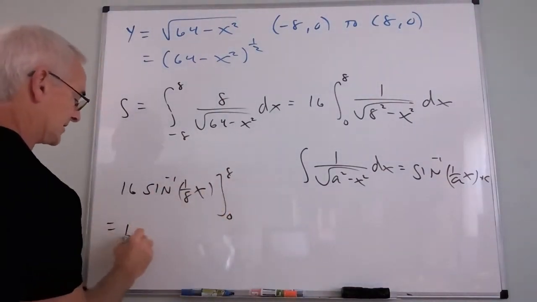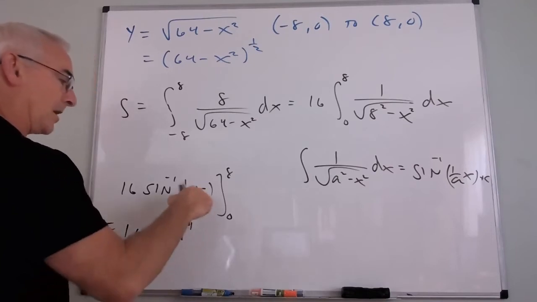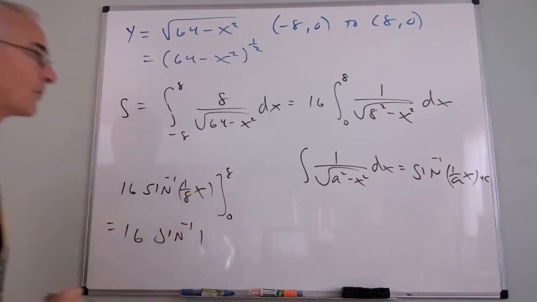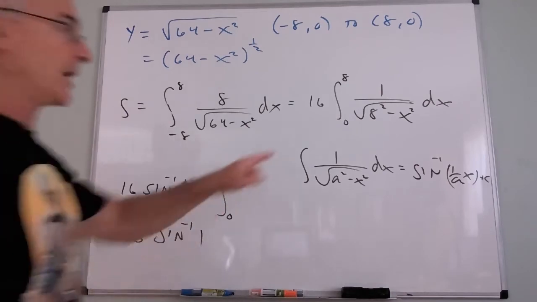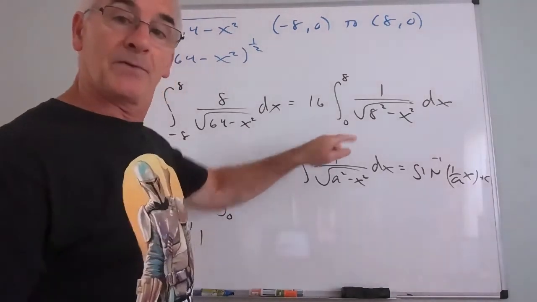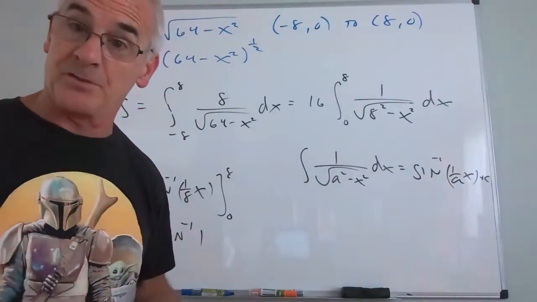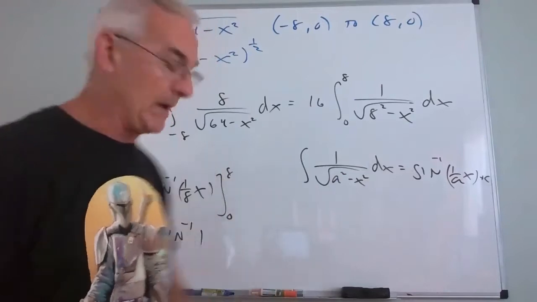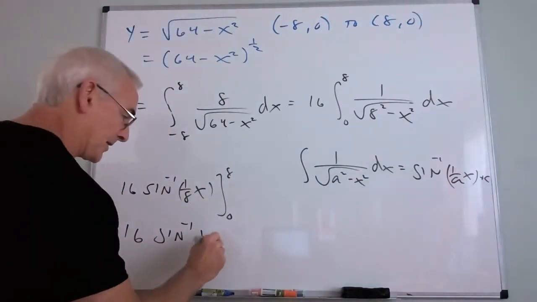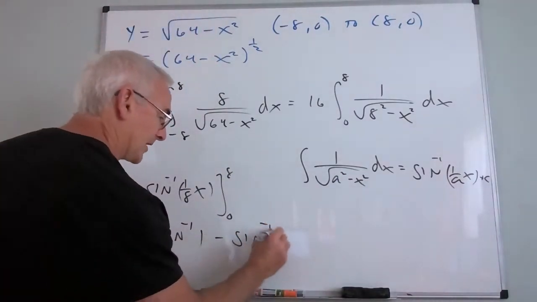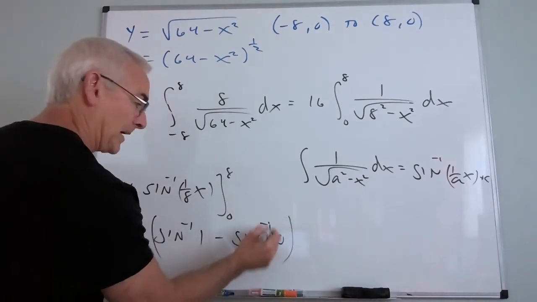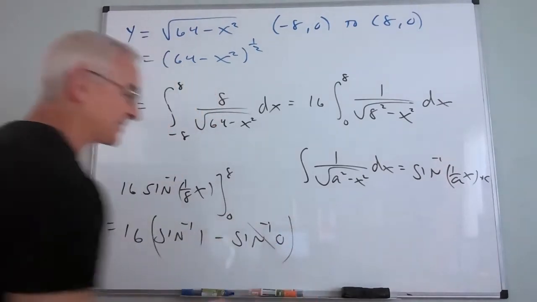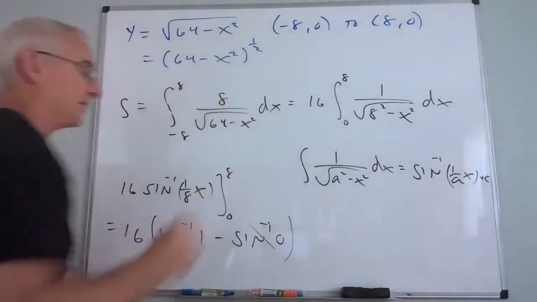So that would be 16 times the inverse sine of 1. Now remember, it's an even function. Because it's an even function, I can do this. And the antiderivative of all even functions are odd functions, and all odd functions evaluated at 0 are 0. It is perfectly correct to put minus inverse sine of 0. In fact, that's good form. It's automatic that that has to be 0 because, again, it was an even function.